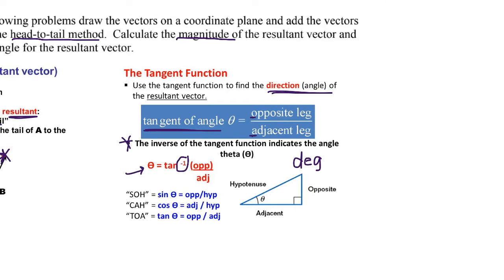Just a little bit of quick review here. If you're looking for which side is opposite and which side is adjacent, please remember it is from the point of view of your angle. Now, in order to find the magnitude of our vector, the magnitude will be the distance formula.